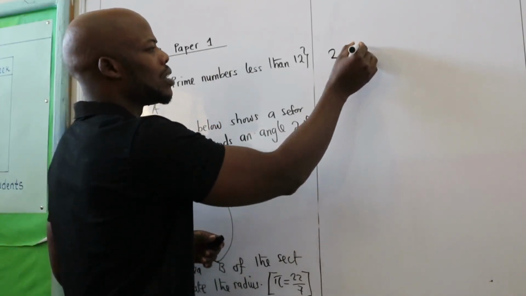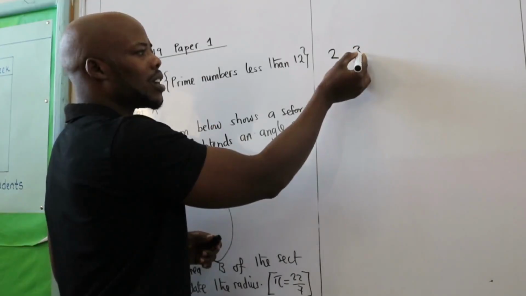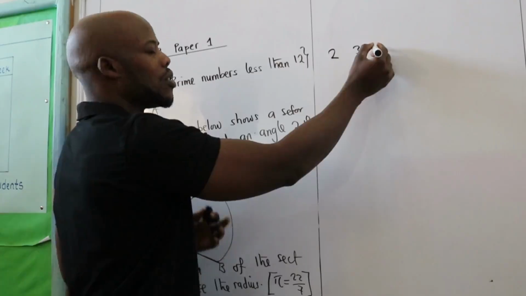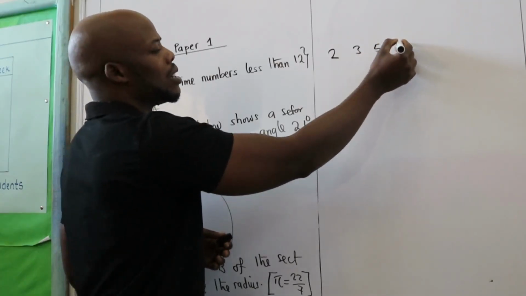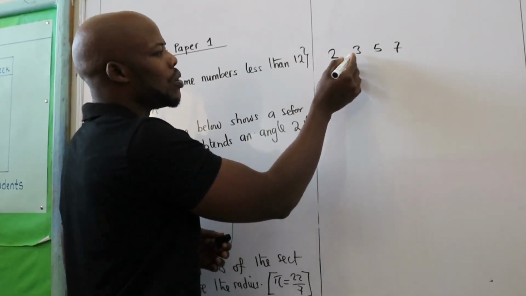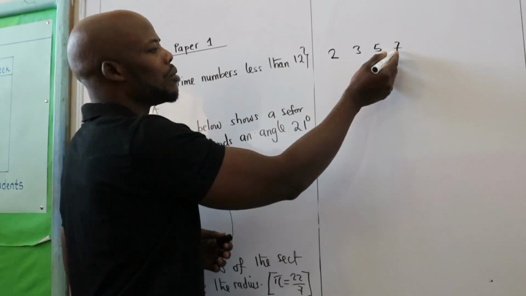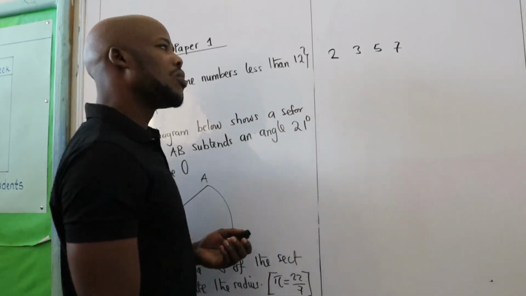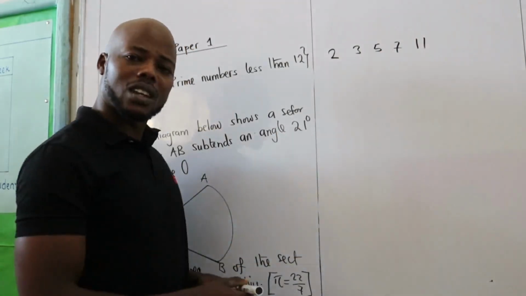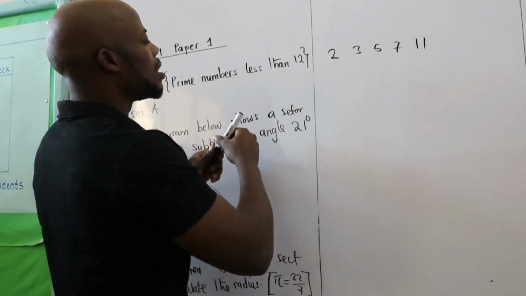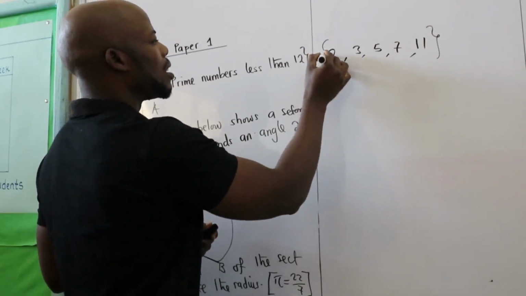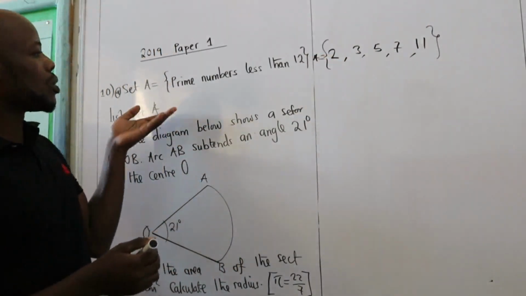What else? 3. A 3 can only allow 1 and a 3 itself. What else? 4? No. 5. 7. Okay? So 2, 3, 5, 7. How about 8? No. 9? No. 10? No. 11? Yes. And 11. So these are the elements in set A. So this is a solution for A.